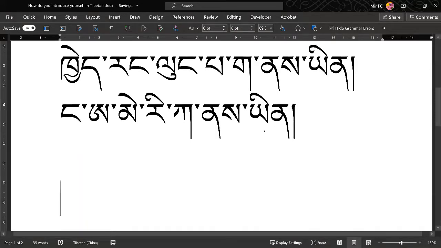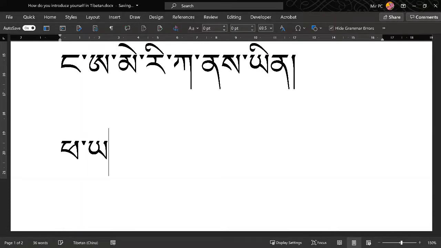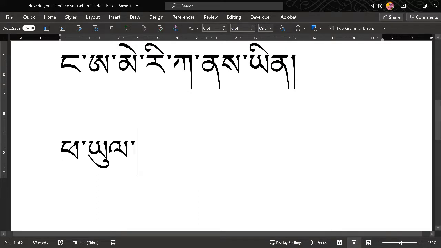And another way to talk about where you're from, sometimes if it's a more formal situation or just different vocabulary, sometimes you can use this option also. Payul. Payul literally means like fatherland. Payul, fatherland.